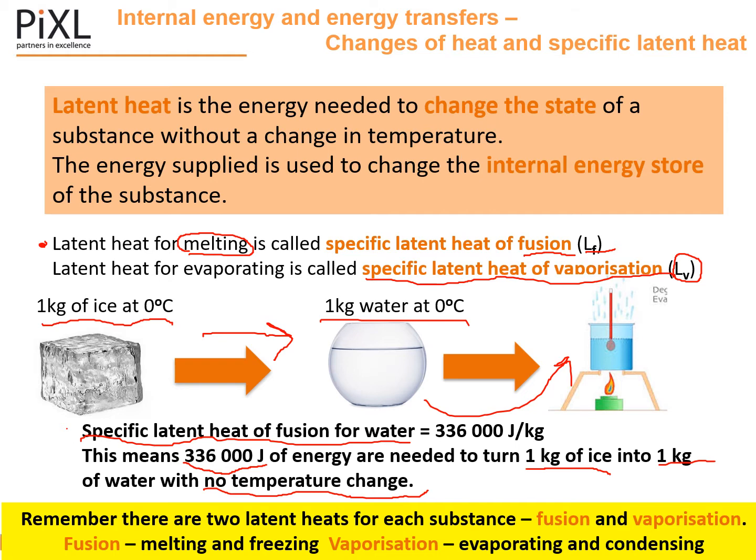Now, just remember the key point at the bottom in yellow. I've just put that as a reminder. Specific latent heat of fusion only refers to melting and freezing. However, specific latent heat of vaporization refers to the process of evaporation and condensation.